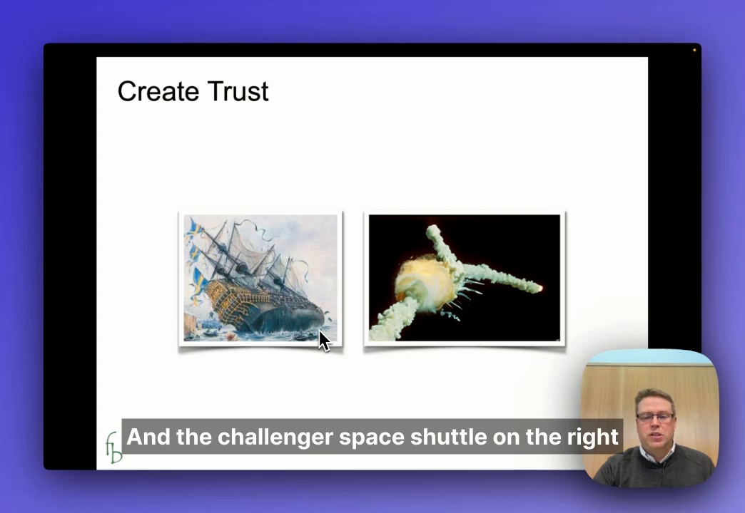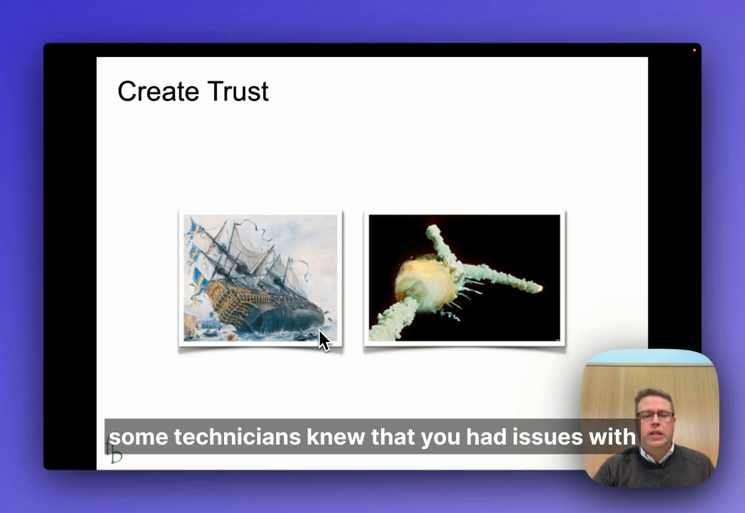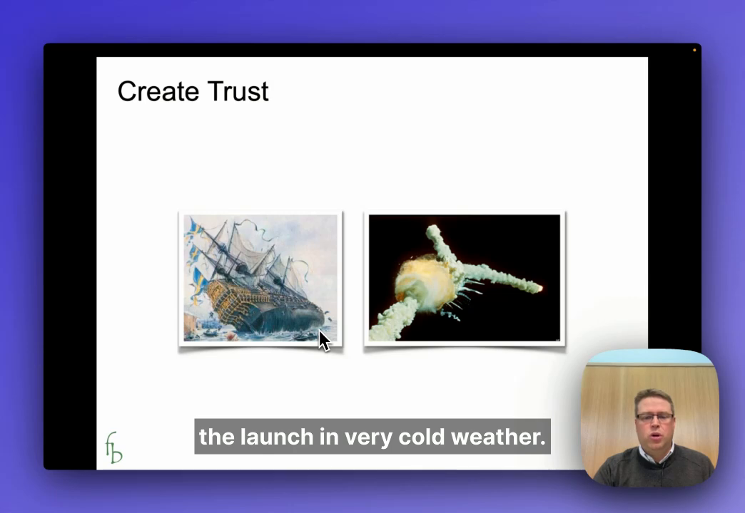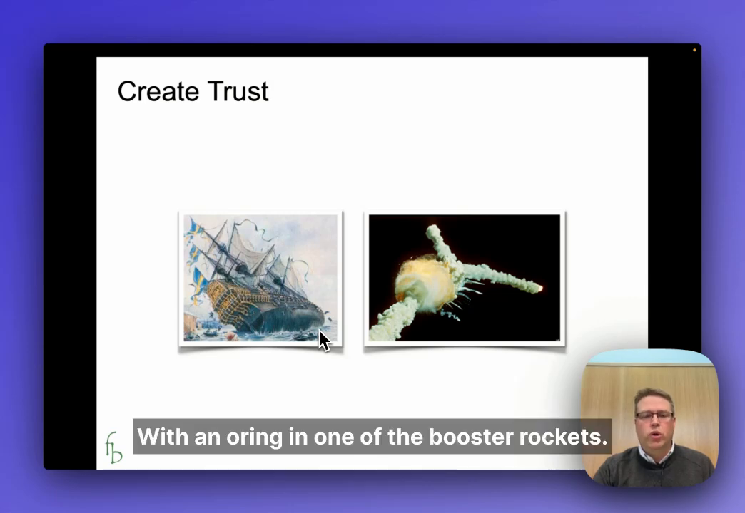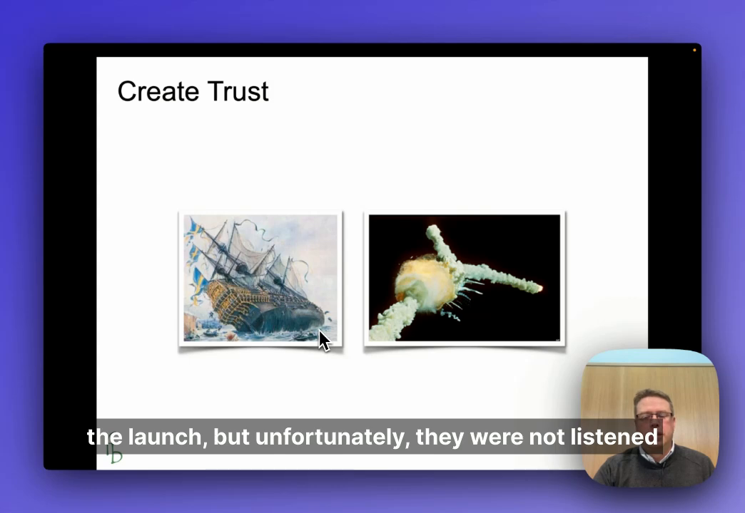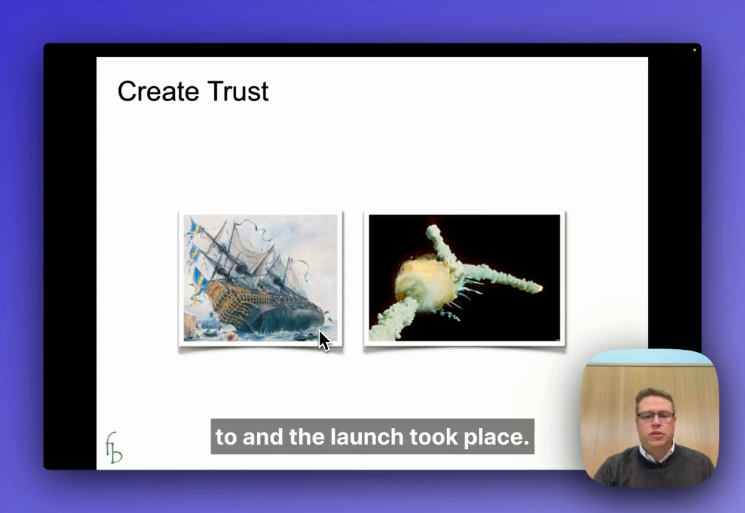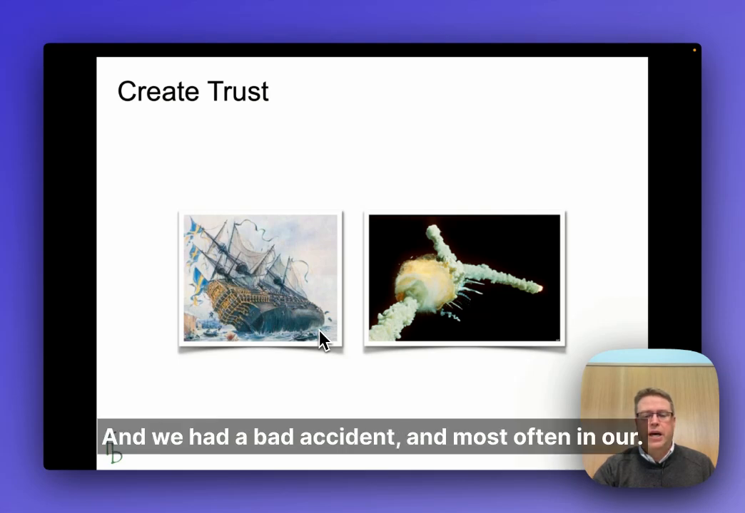And the Challenger space shuttle on the right-hand side, we had the same situation where some technicians knew that you had issues with the launch in very cold weather, with an O-ring in one of the booster rockets. They tried to tell their bosses to postpone the launch, but unfortunately, they were not listened to, and the launch took place and we had a bad accident.